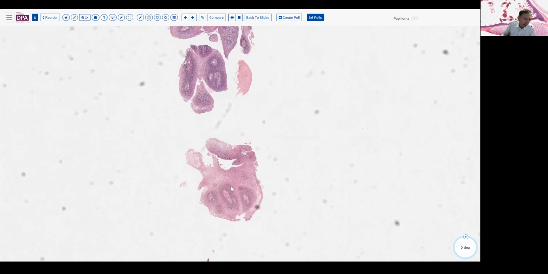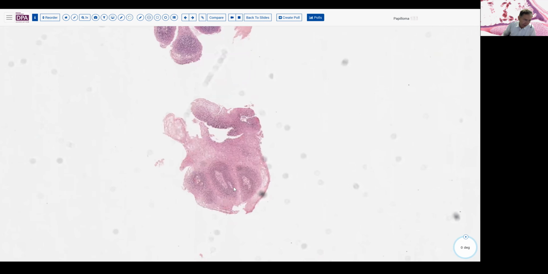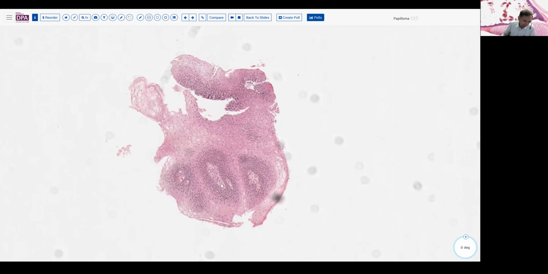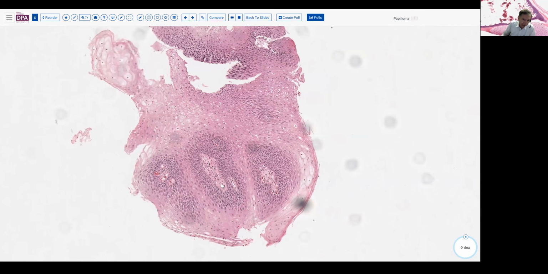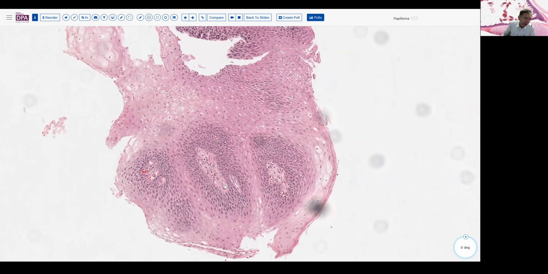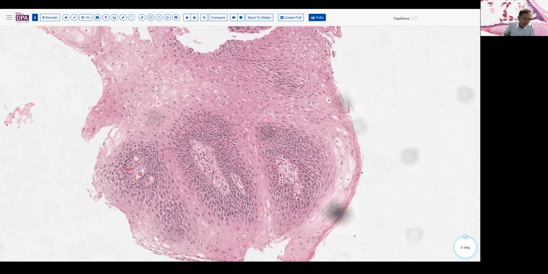raise the topic of condyloma and to point out that not everything that occurs with papillary architecture in the vulva is truly a condyloma. That is, truly something with a human papillomavirus of significance to identify.